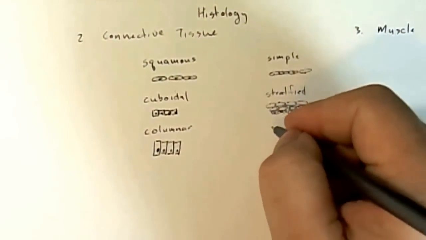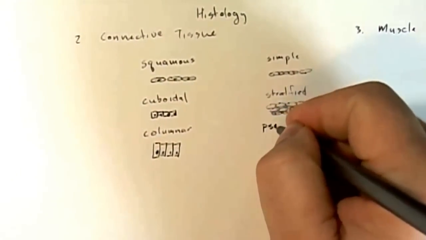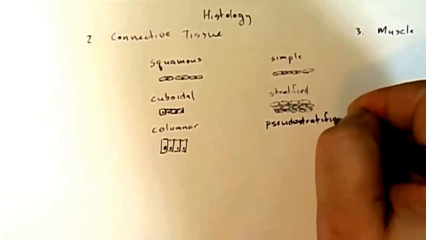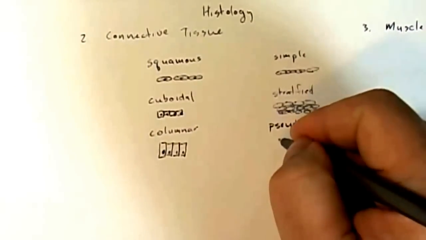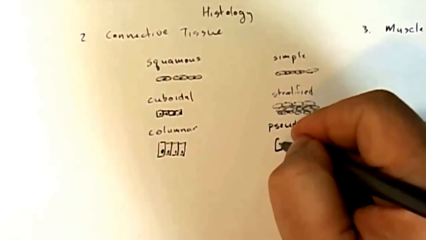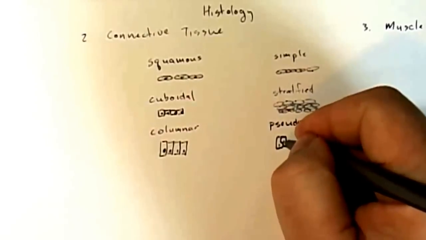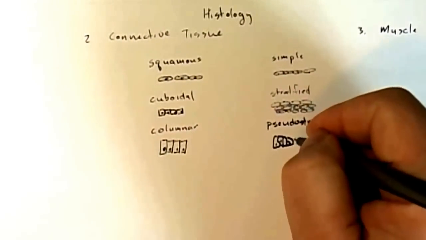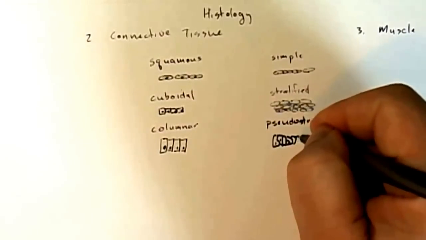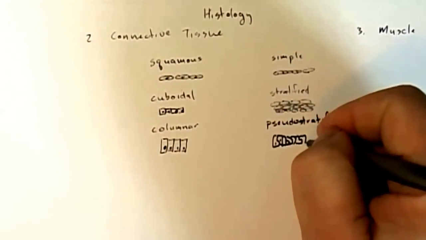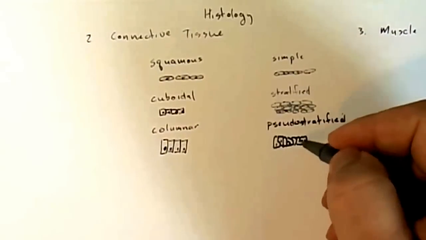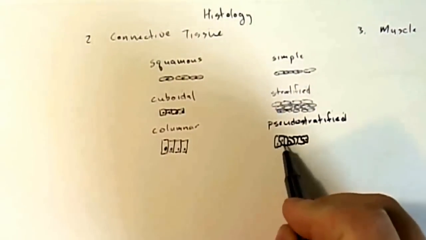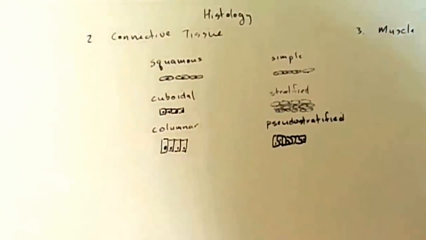And then you can have something called pseudo-stratified. It's called pseudo-stratified because when you look at it, it looks like it's stratified. But the closer you look, you realize it is basically just a cell layer thick. So it looks like there are multiple cells in thickness, but when you come down to the basement membrane, or the bottom, there is really only 1 cell layer thick, so it's called pseudo-stratified.